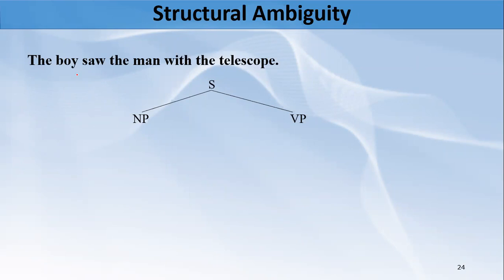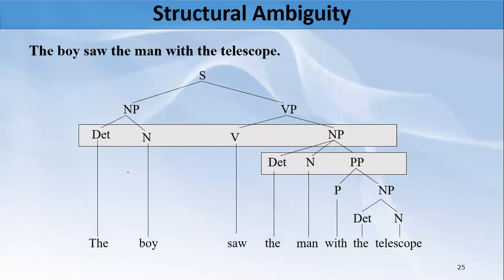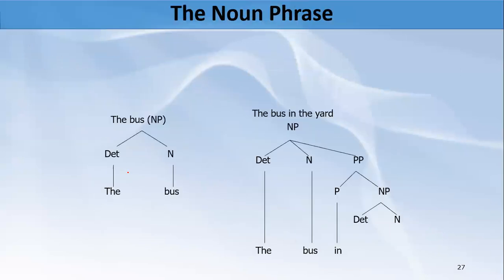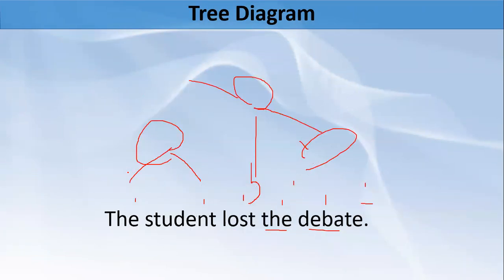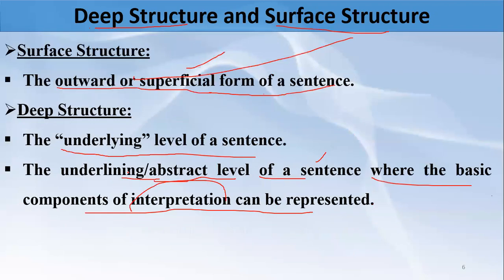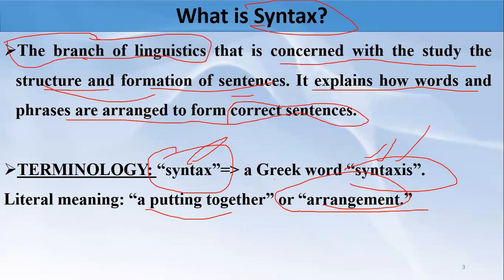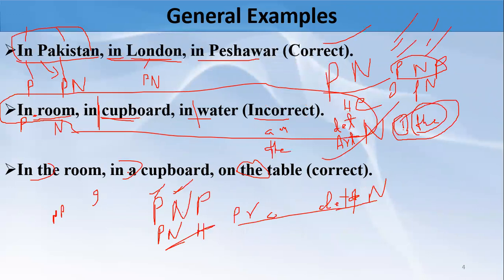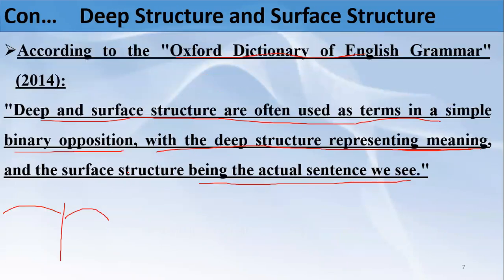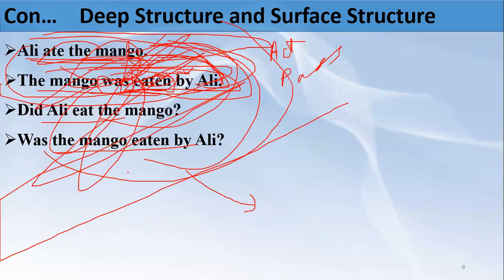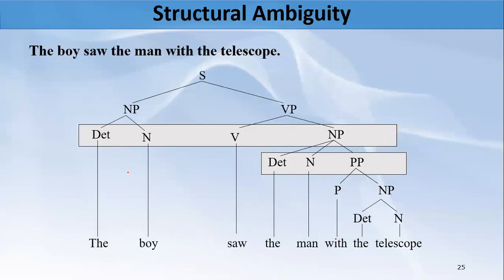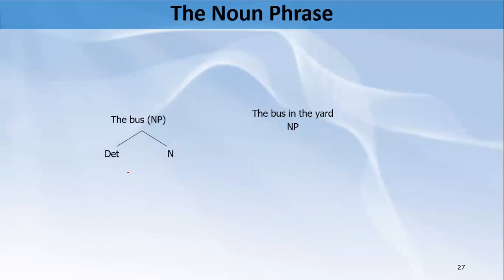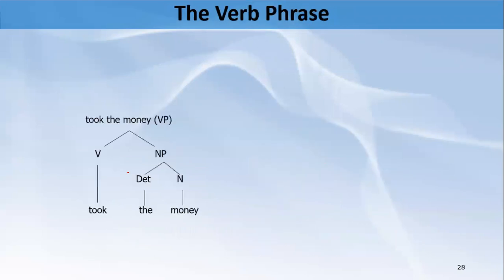Fine. This is structural ambiguity. Inshallah, in the coming class, we'll talk about structural ambiguity in detail. Clear? We discussed so far syntax, some general examples, then generative grammar, then surface structure and deep structure, and then structural ambiguity, and then tree diagram, and so many examples. Tomorrow we will try to resolve structural ambiguity with the help of tree diagram. Clear? So this much is sufficient for today.